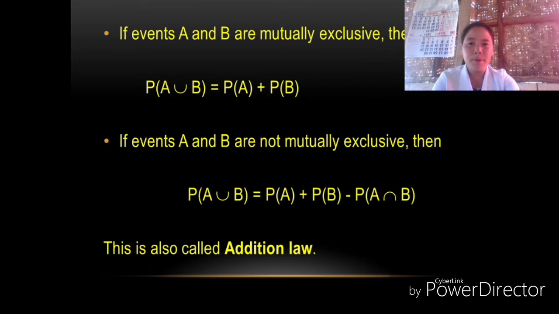If events A and B are mutually exclusive, then P of A union B equals P of A plus P of B. If events A and B are not mutually exclusive, then P of A union B equals P of A plus P of B minus P of A intersection B. This is also called the addition law.